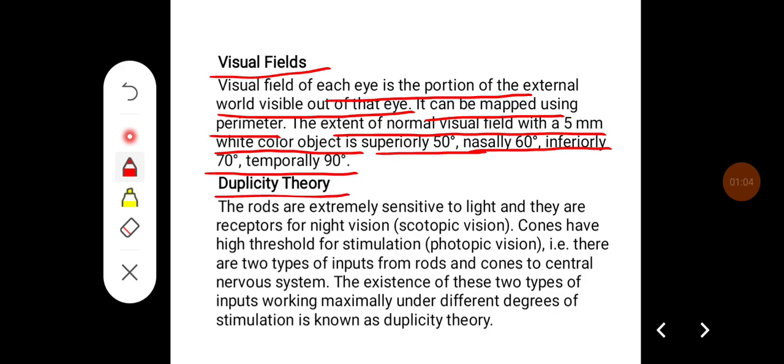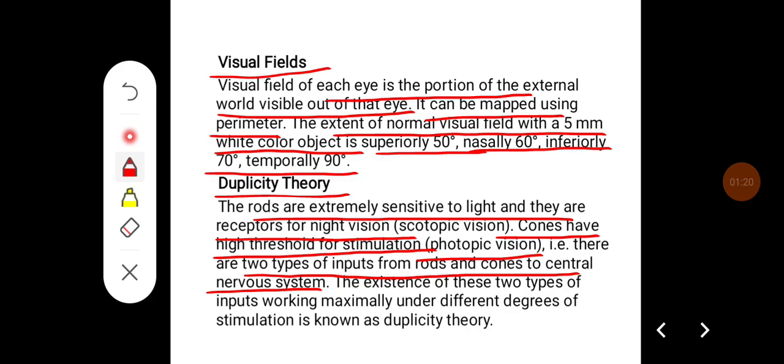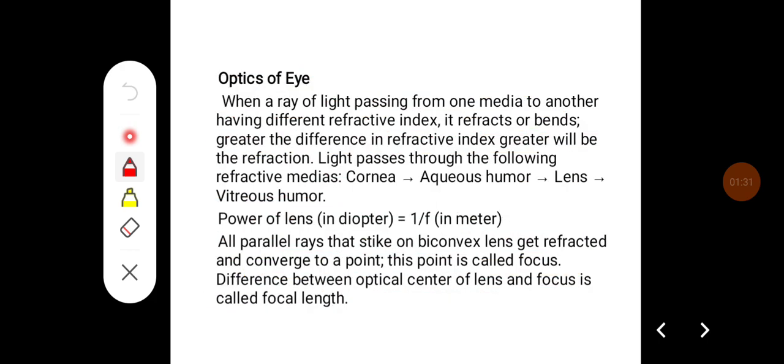Duplicity theory. The rods are extremely sensitive to light and they are receptors for night vision, that is scotopic vision, whereas cones have a high threshold for stimulation and are responsible for photopic vision. That is, there are two types of inputs from the rods and cones to the central nervous system. The existence of these two types of inputs working maximally under different degrees of stimulation is known as duplicity theory.